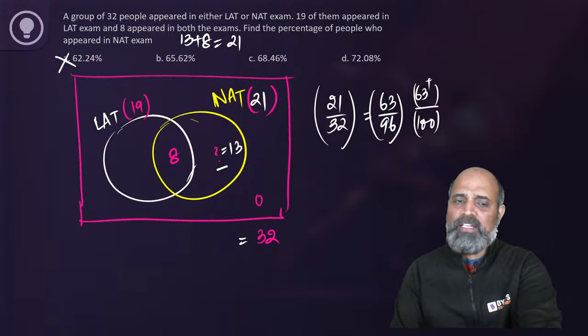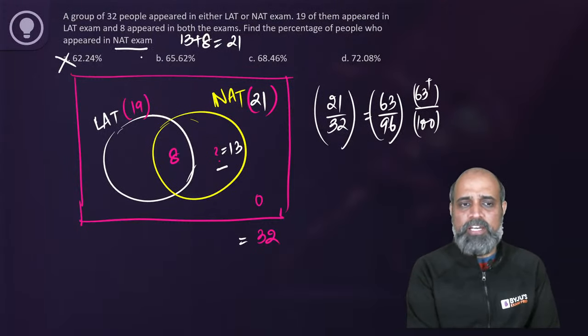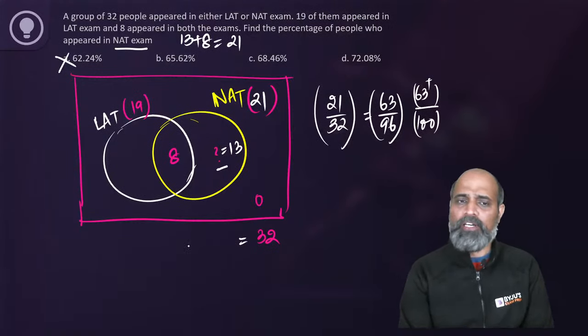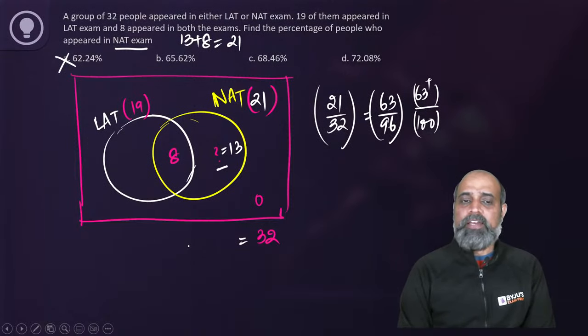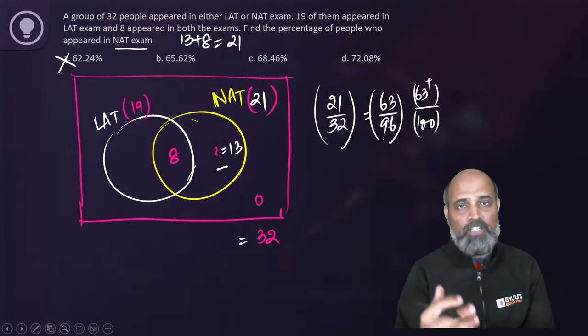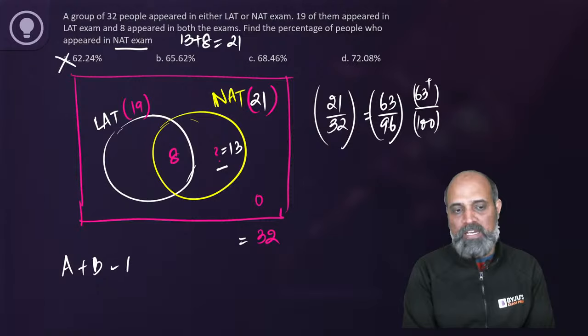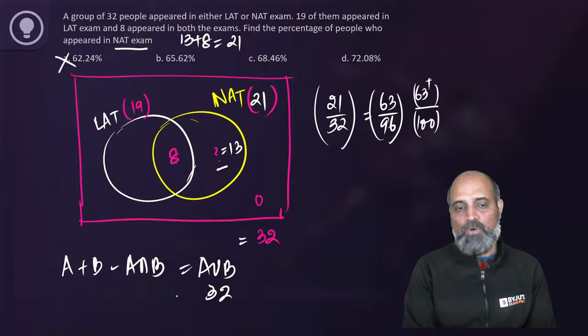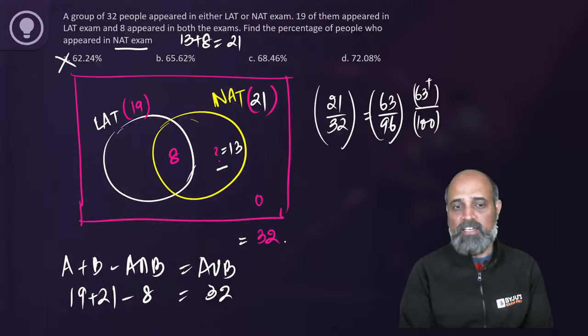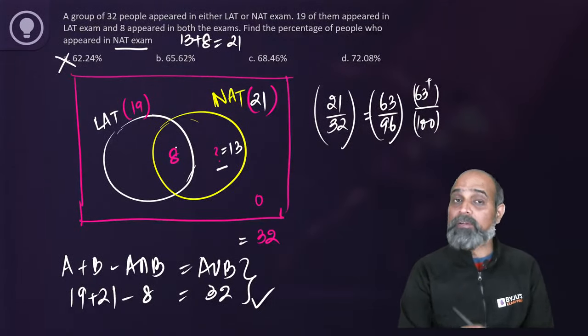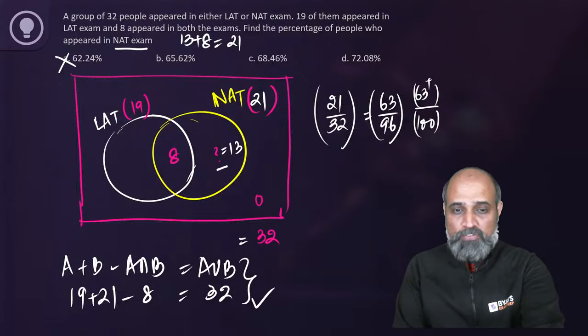विश्वा, why 21 plus 19 क्यों करने का है? NAT पूछा है ना, ये तो दूसरा एग्जाम है LAT, इसको 19 क्यों लेकर आओगे? है ना? And if you are thinking, sir, 21 plus 19 is 40, तो ये 8 भी तो है, माइनस करोगे ना. Remember, A plus B minus A intersection B gives you A union B. So 32 is equal to 19 plus 21 minus 8. चेक करो सही जा रहा है कि नहीं. बिल्कुल सही जा रहा होगा. 8 भी subtract होता है. So which percentage do you guys think it will end up at?